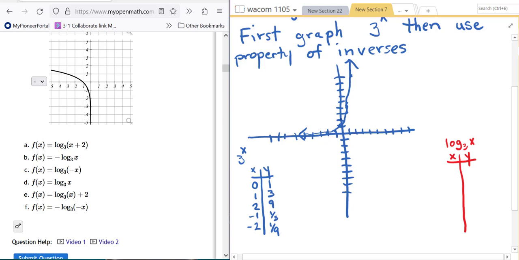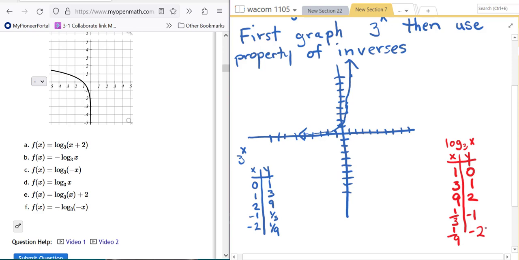Here's our graph. Okay? Now, remember with inverse functions, the x's and y's just switch. So I have my table. Now I can make my table for my log graph: 1, 0; 3, 1; 9, 2; 1/3, negative 1; and 1/9, negative 2. This is the graph I'm going to care about, but getting this table really was what helped me. Okay, so I'm going to get this graph for us.